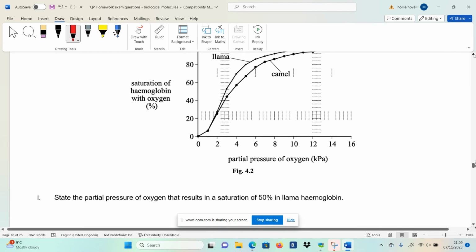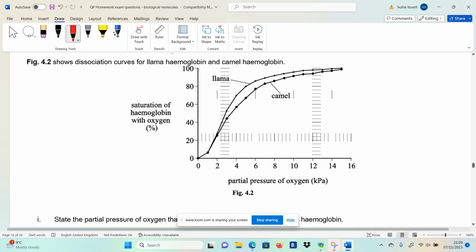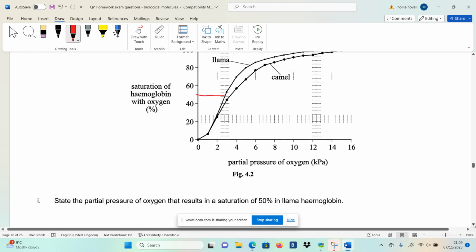So all we're really doing, we don't need to understand it too much. We just need to find 50%, which is going to be just here. We read straight across until we get to the relevant line. So this question asked you, double check, llama, 50% saturation in the llama.